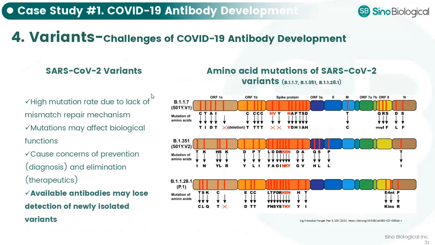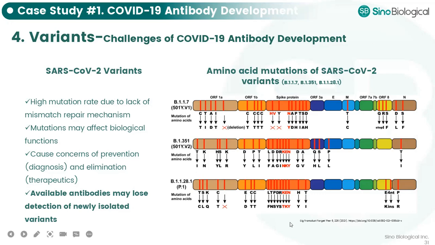As we also know, SARS-CoV-2 has a relatively high mutation rate. This is because of the lack of mismatch repair mechanisms. So these mutations or variants may affect biological functions, and most importantly, they cause concerns for prevention, because the originally available antibodies may not be able to detect the newly observed variants, or may not have the function to neutralize them.